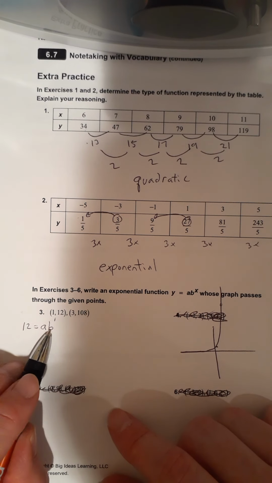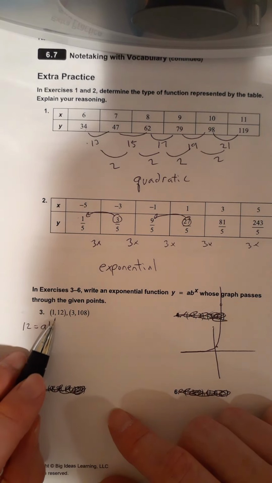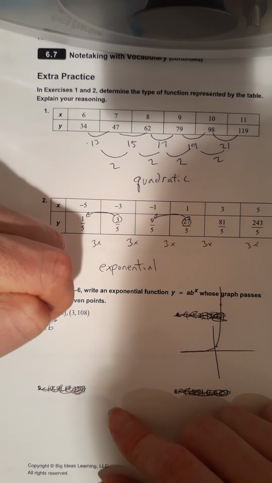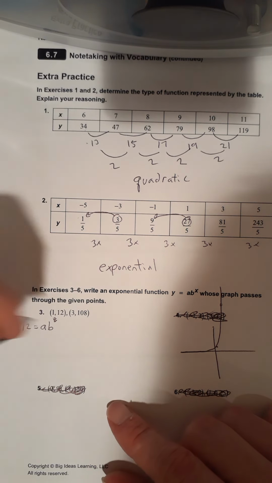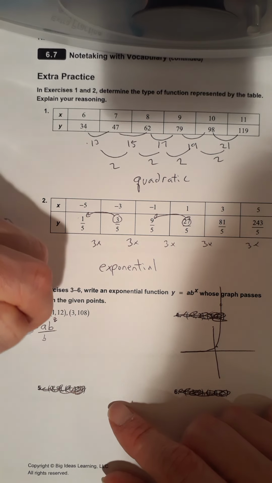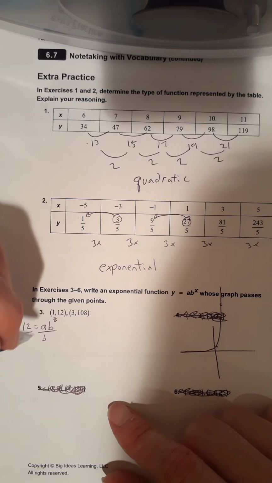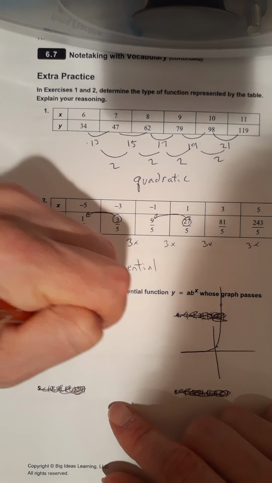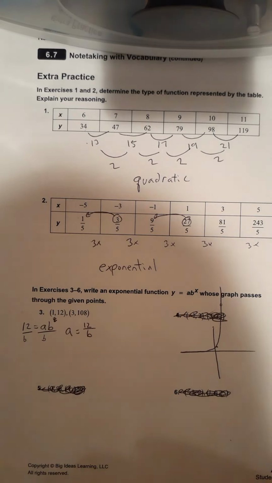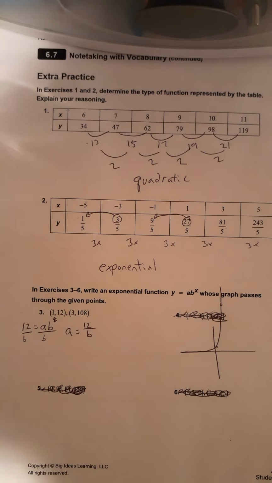So can we agree that if we have b to the first power, you don't really need to have the 1 there? So I am going to solve for a right now. I'm going to divide each side by b, and I'm going to get a equals 12 over b. Why is that helpful? You'll see in a moment.